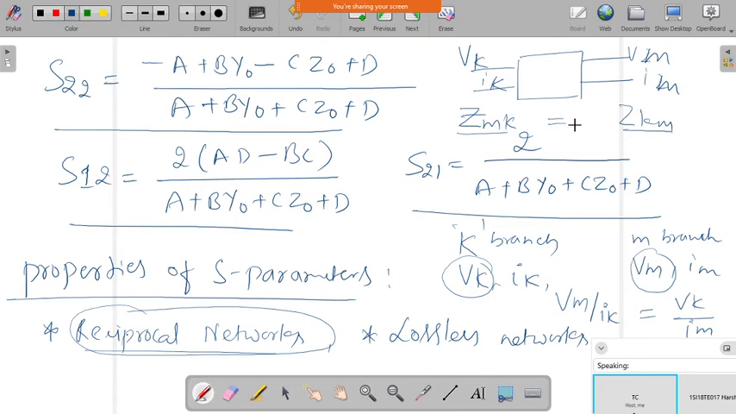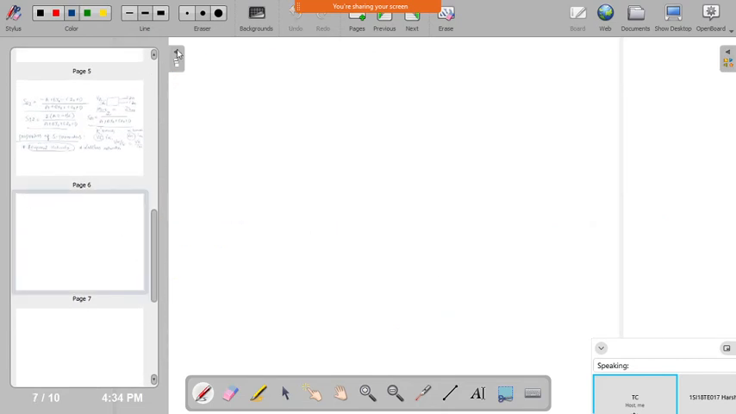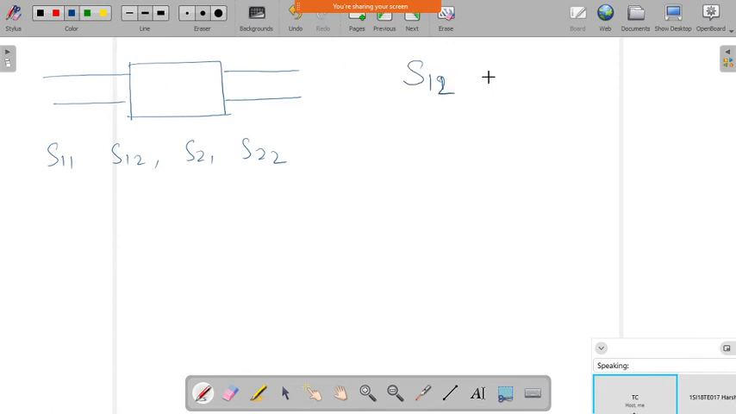So what is meant by a reciprocal network? Whenever we have the S parameters for a two-port network, we have S11, S12 and S21 and S22. Now if the network is said to be reciprocal, then the parameter S12 will be equal to S21.